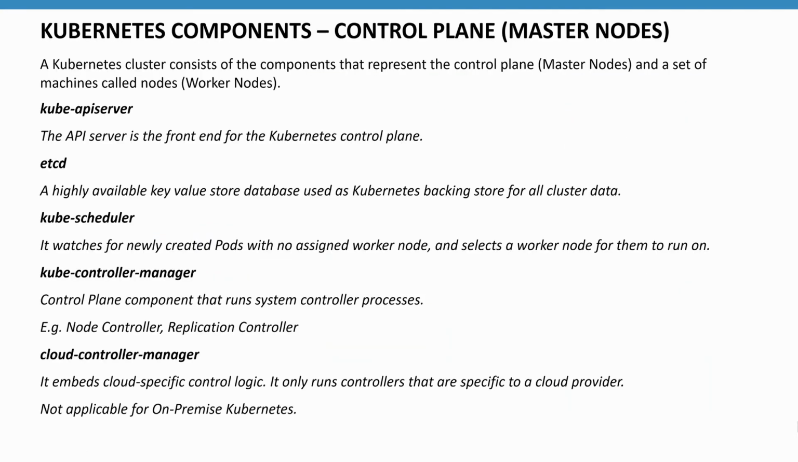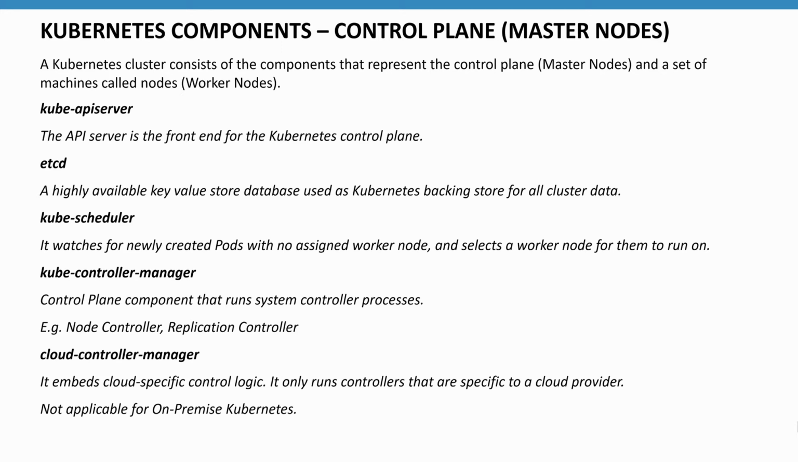Kube API server in the master node. It's the gateway to the master node. Every communication to the master node goes through the API server. etcd is a key value store database that stores the state of the Kubernetes cluster. It must be highly scalable in a production environment.